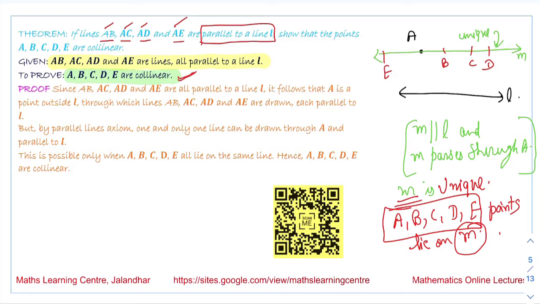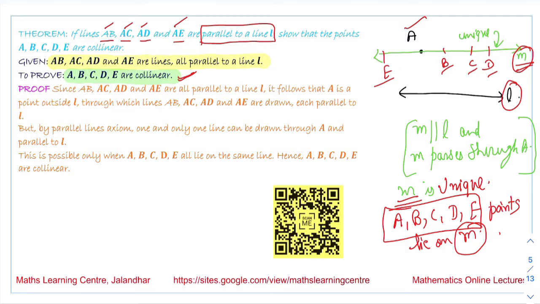So what we have done: the line L is given to us. We are saying that we have a unique line M which can pass through A and which is parallel to L. We are saying all these points A, B, C, D, E lie on this line M. Now as they lie on this line M, all these points are collinear points.